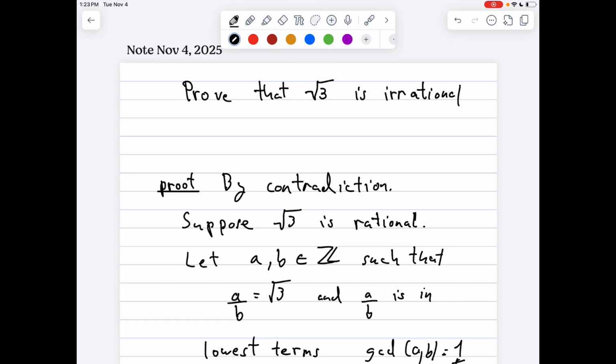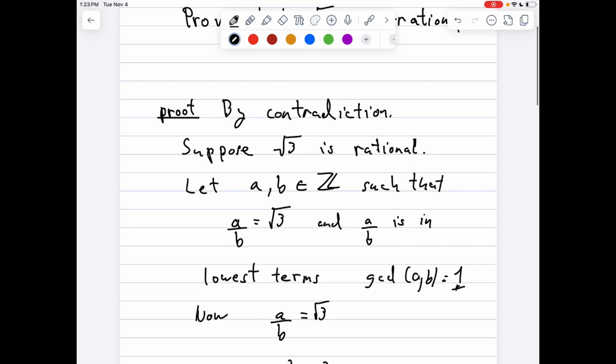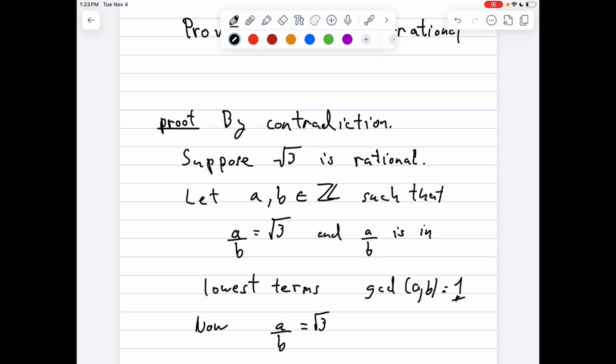So we're going to suppose that square root of 3 is rational. That's contradicting something being irrational. And that means that there's got to be two integers, a and b, such that a divided by b equals the square root of 3. And a and b are in lowest terms, which we're going to assume. In other words, the GCD of a and b is equal to 1.